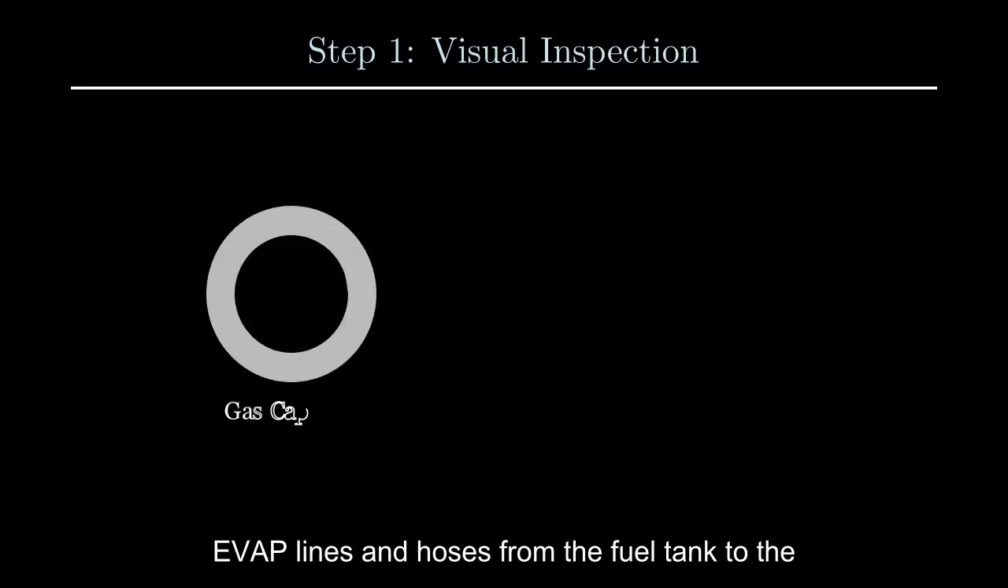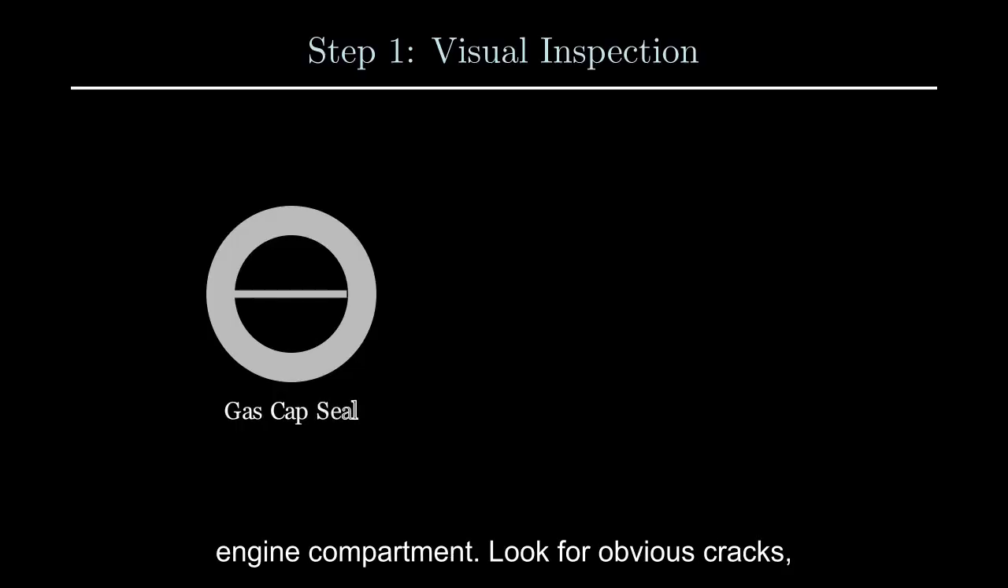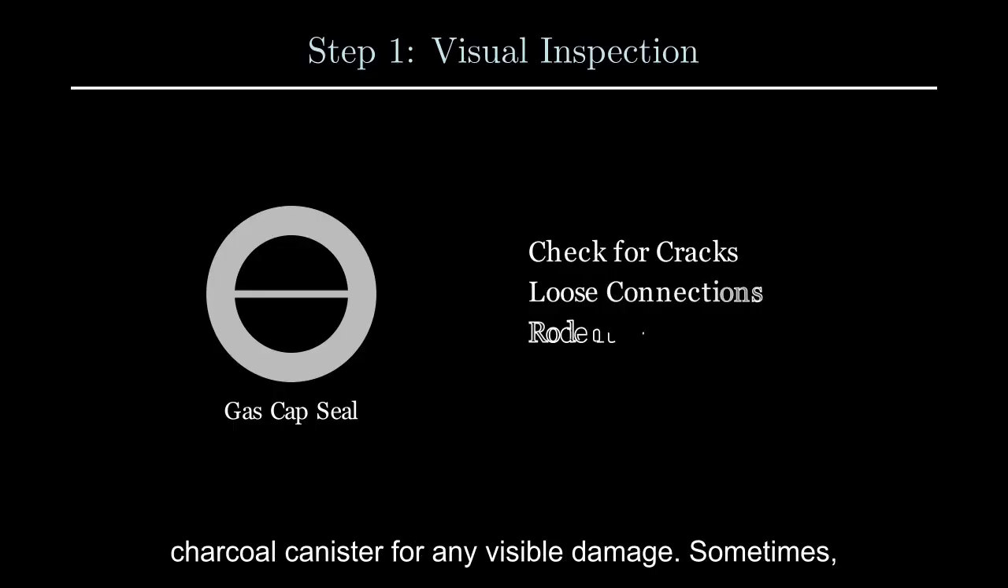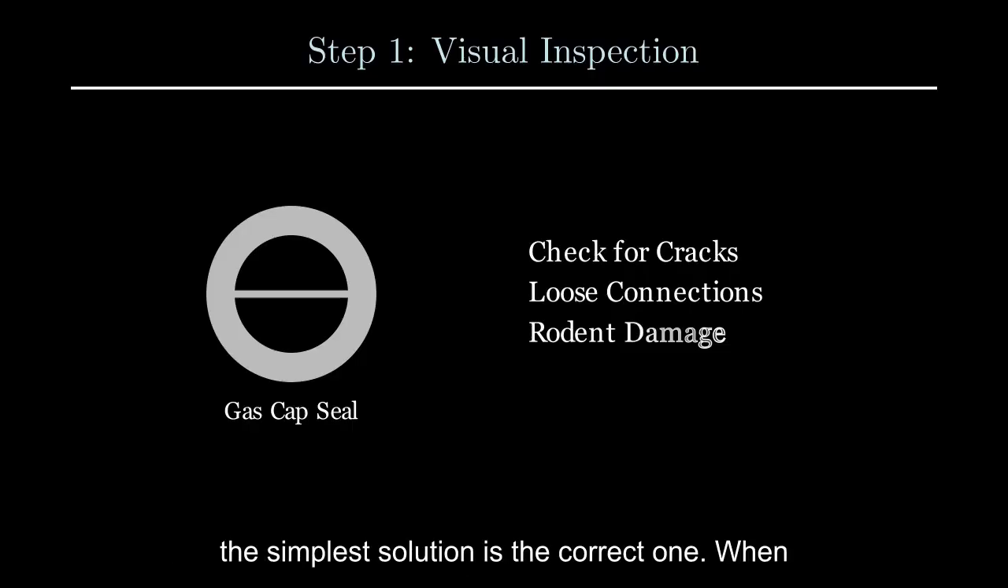Before reaching for specialized tools, always start with the basics: a thorough visual inspection. Begin with the gas cap. Is it tightened correctly? Is the seal cracked or damaged? This is surprisingly a very common source of EVAP codes. Next, visually trace all accessible EVAP lines and hoses from the fuel tank to the engine compartment. Look for obvious cracks, disconnections, or signs of rodent damage. Check the charcoal canister for any visible damage. Sometimes, the simplest solution is the correct one.